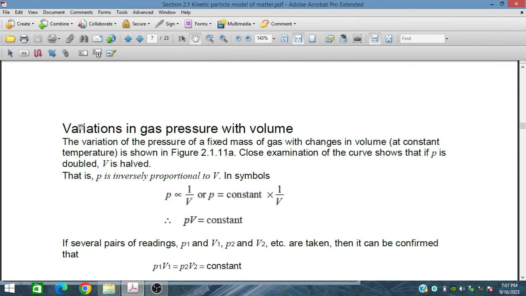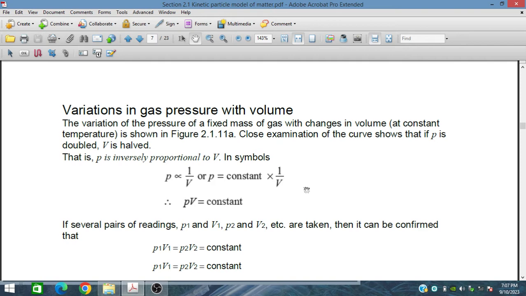Bismillahirrahmanirrahim. In this session, we will discuss the variation in gas pressure with volume. The variation of the pressure of a fixed mass of gas with changes in volume at constant temperature is shown in figure 2.1.11a. Close examination of the curve shows that if pressure is doubled, the volume is halved. So pressure is inversely proportional to volume.